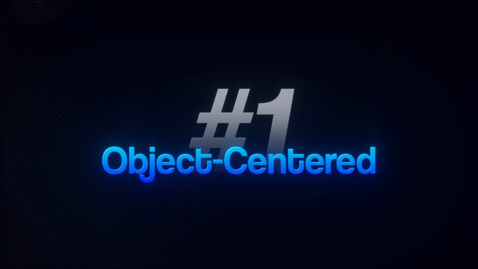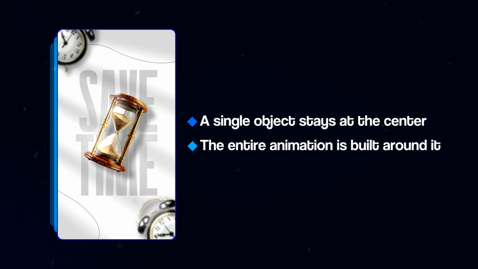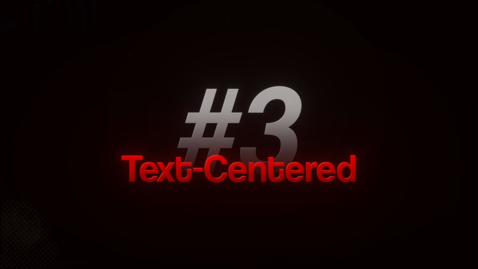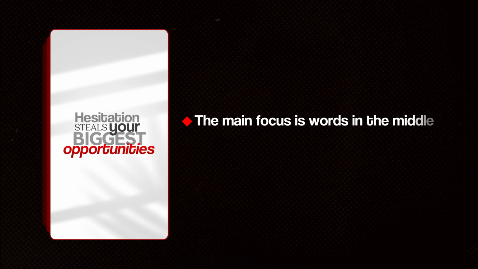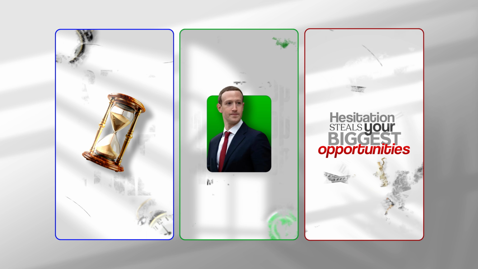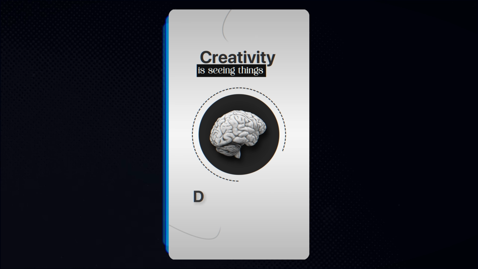Now, this style mainly comes in three types. First, object-centered. A single object stays at the center, and the entire animation is built around it. Second, character-based. A character is placed in the center, and everything else supports it. And third, text-centered. The main focus is words in the middle, with shapes and elements built around them. Once you understand these three structures, creating this style becomes much easier. So first, let's create this object-centered animation.